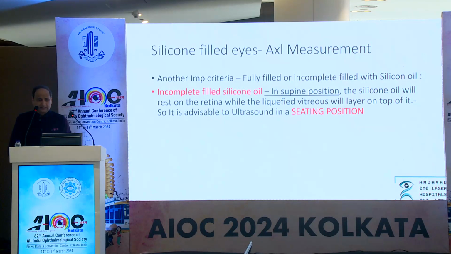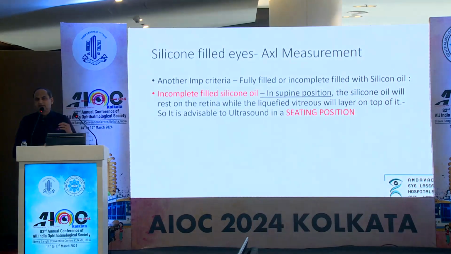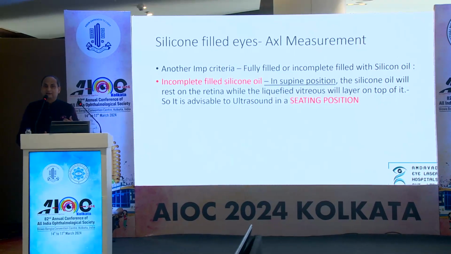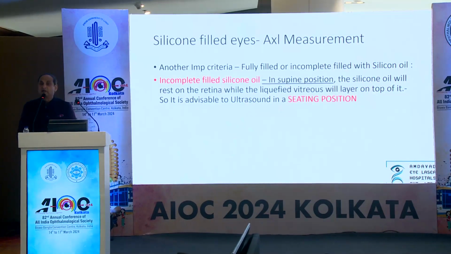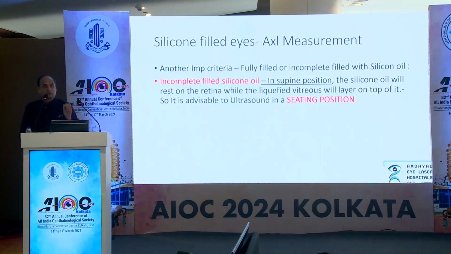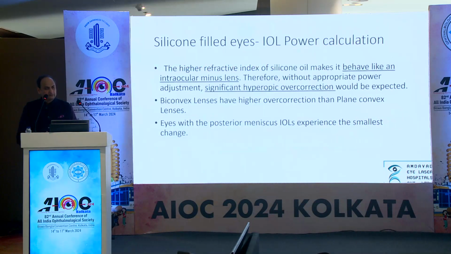Some other small tips: whether the eye is fully or incompletely filled with silicone oil. It's common sense that if it's an incompletely filled eye and you are doing the axial length measurement in sitting position, the silicone oil might not actually be in the path of your optical biometer, right? But it is always better to do it in sitting position. Some eyes are impossible to measure. I will try and skip this slide.